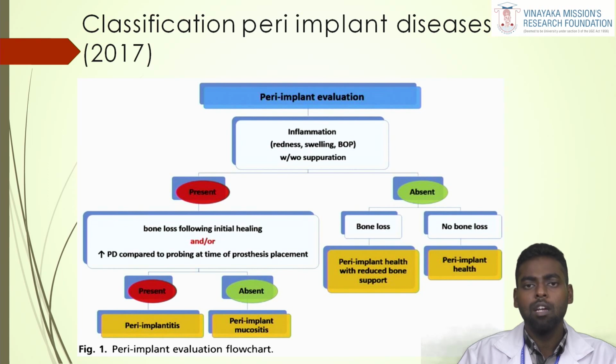If there is no kind of inflammatory condition, then it is called peri implant health. But if there are no signs of inflammation with an evident amount of bone loss, then it is called peri implant health with recorded bone loss. If the inflammation is confined to the gingiva, it is called peri implant mucositis. If the inflammation involves the gingiva and the bone, it is called peri implantitis.